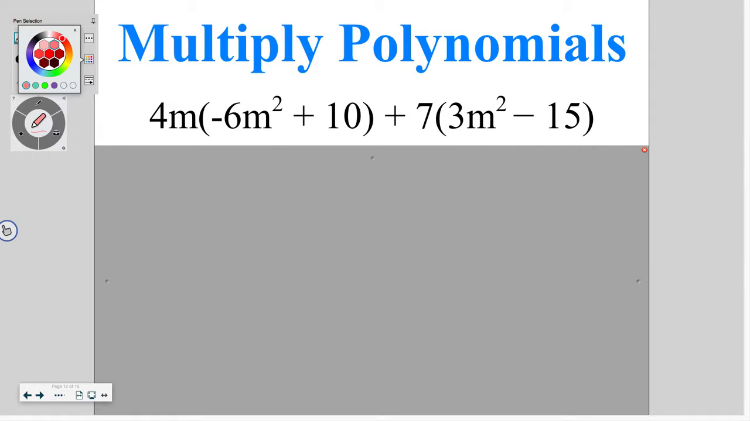Go ahead and try this one on your own, making sure that you combine those like terms at the end if possible.